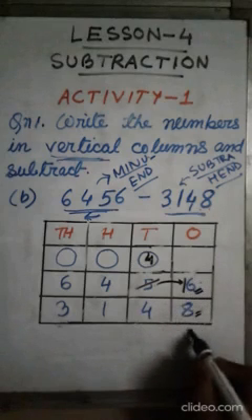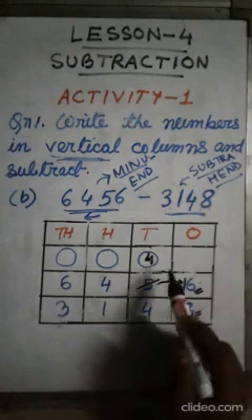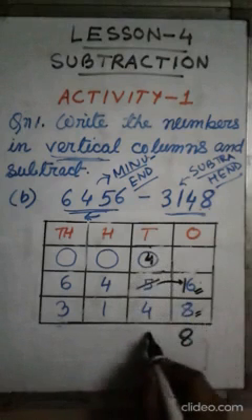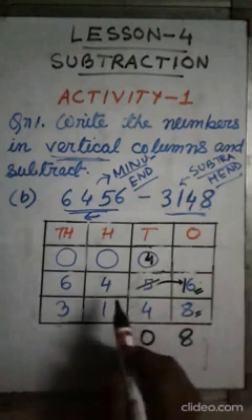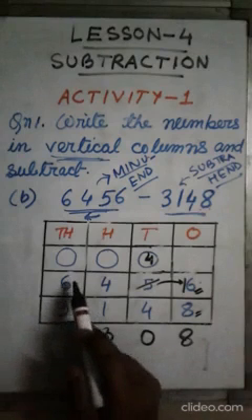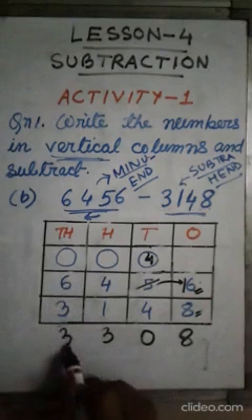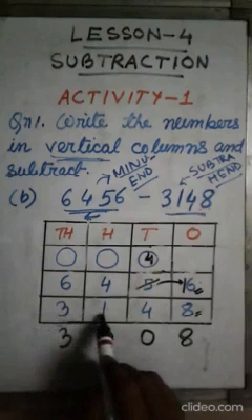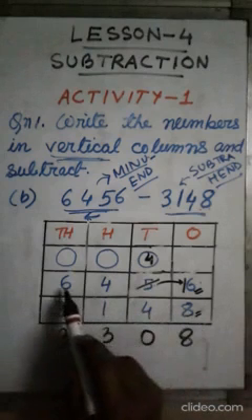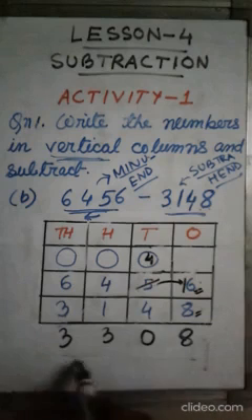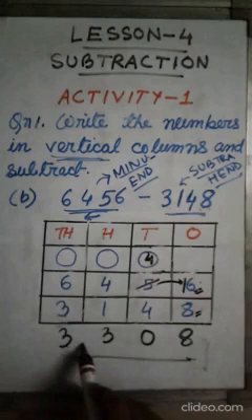16 minus 8 is 8. 4 minus 4 is 0. 4 minus 1 is 3. 6 minus 3 is 3. So when I subtract 3148 from 6456, I get the value 3308.